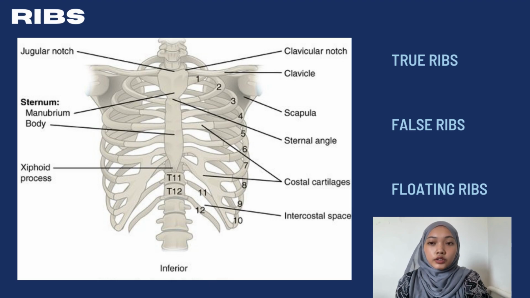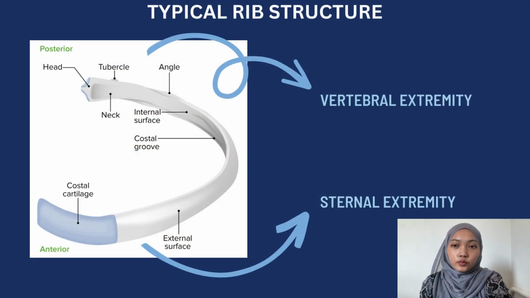Next is the floating ribs, which are the 11th to 12th ribs, and they do not articulate with sternum at all. Vertebral extremity of rib, which is located at the posterior end of rib, typically has superior and inferior articular facet, head, neck, tubercle, costal angle, and costal groove. The sternal extremity, on the other hand, attaches to costal cartilage, which will then articulate with the sternum. The rib cage helps to protect the thoracic organs, attach to muscles, and move supero-inferiorly and antero-posteriorly to help with breathing.